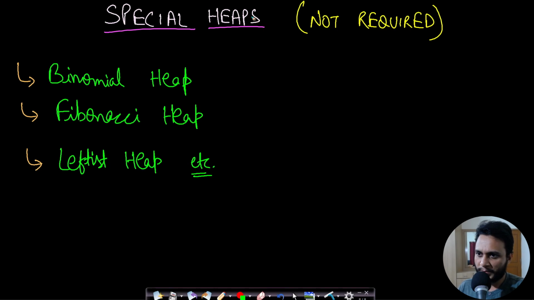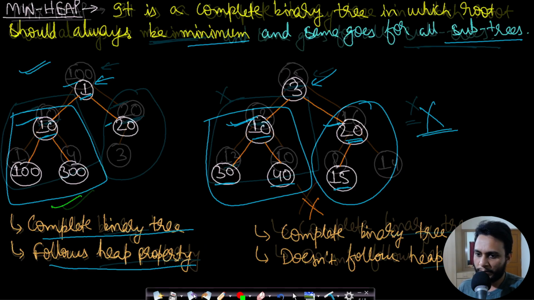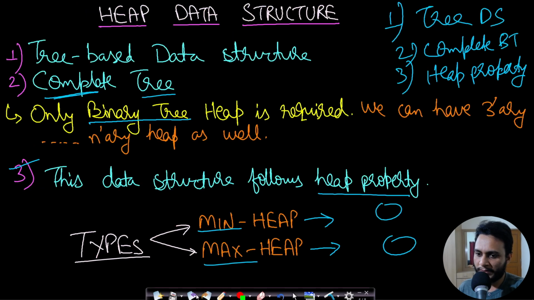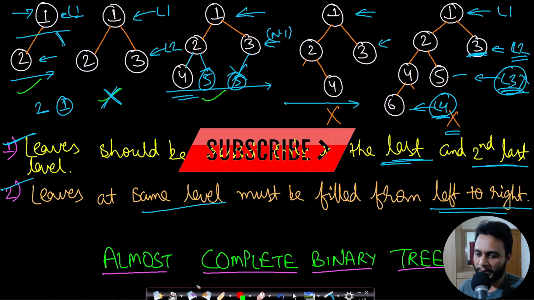Now there are some special types of heaps which are not required if you are focusing on placements, which are the binomial heap, Fibonacci heap, leftist heap, and there are many other heaps as well. So just for the sake of mentioning them, I have just made this slide. So this is all about the introduction to heap, and from the next video I will be trying to explain how to implement these heaps.